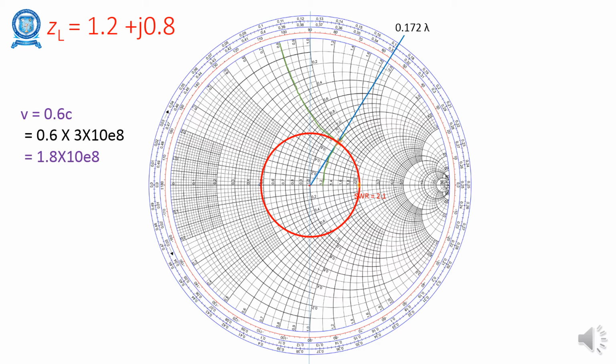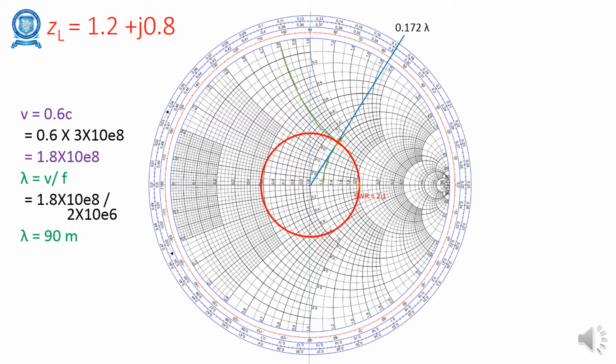After that, we calculate the velocity, which is equal to 0.6 c. Here c is the constant, 3 into 10 to the power 8. After multiplying these two, we get 1.8 into 10 to the power 8. After that, we calculate the wavelength. Wavelength is equal to velocity divided by frequency. After substituting the velocity and the frequency values, we get lambda as 90 meter.